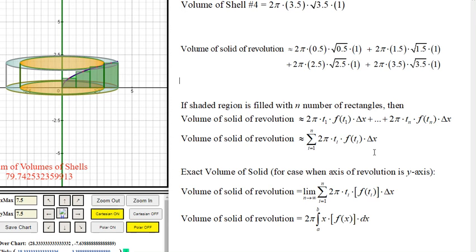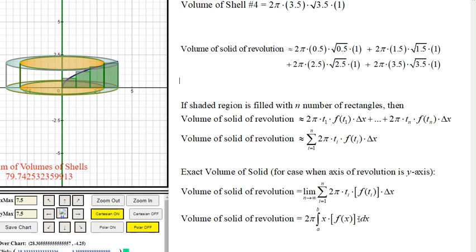And then if we want to get the exact volume of the solid of revolution, then what we need to do is fill this solid of revolution with an infinite number of shells, meaning allow n to run to infinity. And so we allow n to run to infinity, and then we can define the exact volume as this. And then this becomes the definite integral of 2 pi, and then t sub i becomes x, f of t sub i becomes f of x, and then times dx.